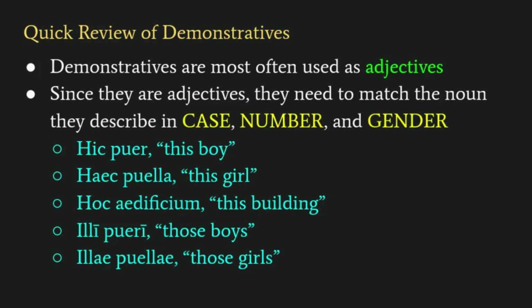They need to match. So there's a difference depending on the noun you're using. So for instance, if you say hic puer, that means this boy. But if I want to say this girl, it has to switch to haec puella.